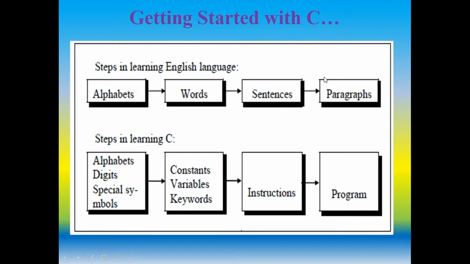In the same fashion, we learn the basics of the C language. The first step is that we should have knowledge about the alphabets, digits and special symbols which are allowed in C language. Then by using this collection, the names and words which we can make are called constants, variables and keywords. Okay, now that task is done. Now what is the next step? The next step is that we should write the sentences. They are called instructions, and the collection of instructions makes a program. So the whole of this will give you a single program.